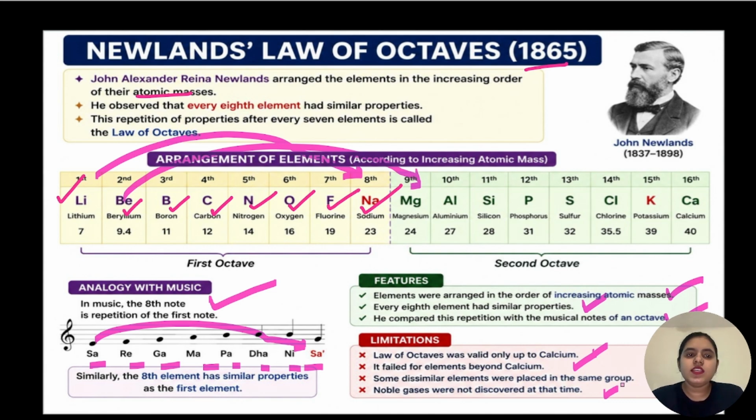Okay, so this is all about the Dobereiner Triads and the Newlands Law of Octaves. So we will learn Mendeleev's periodic table in the next classes.